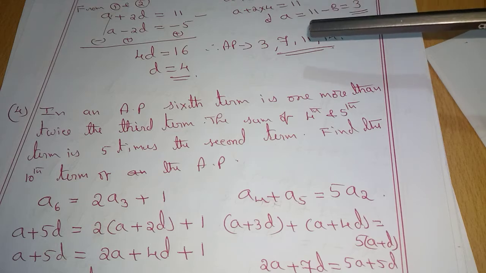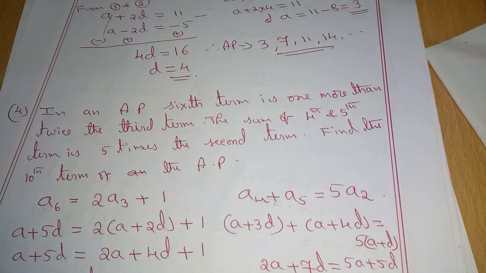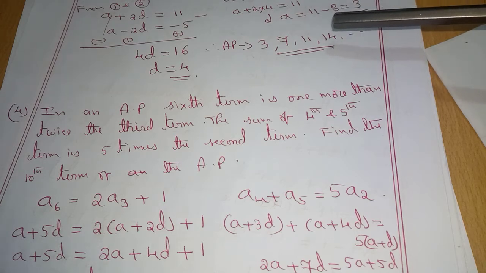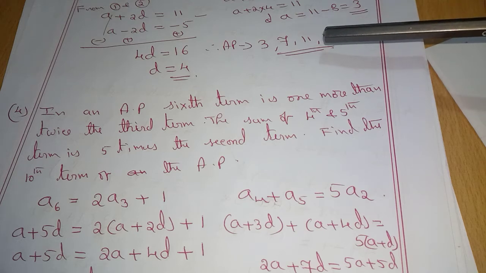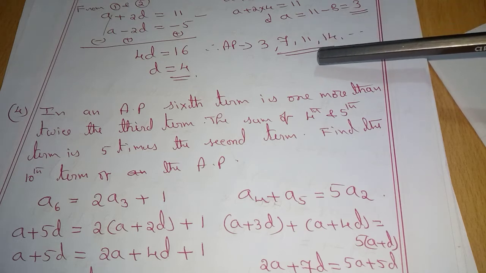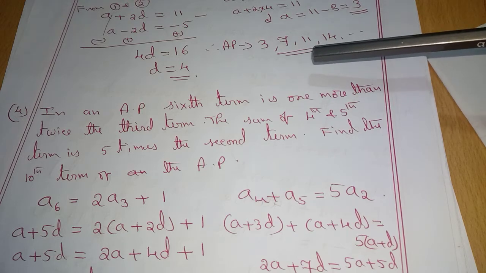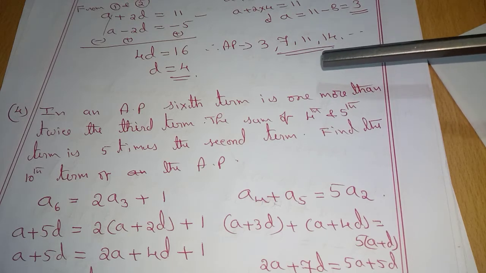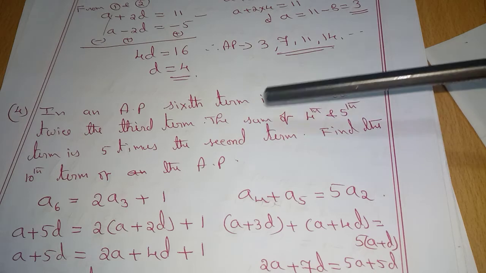Here some words are used. 1 more than, 5 more than, 3 more than means you have to add. Twice the term, 3 times the term, 5 times the term, you have to multiply by that number. More means you have to add, times means you have to multiply. You have to keep it in your mind.